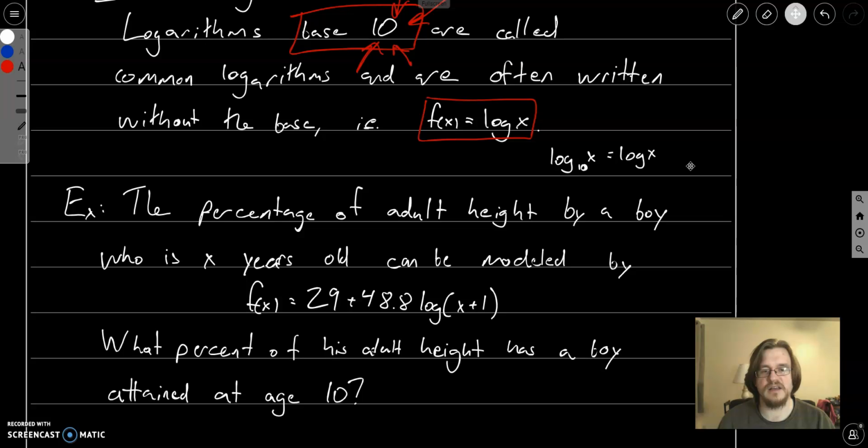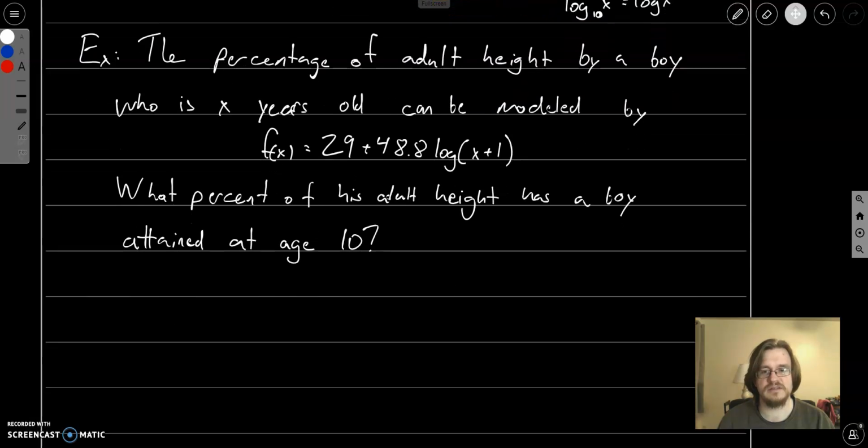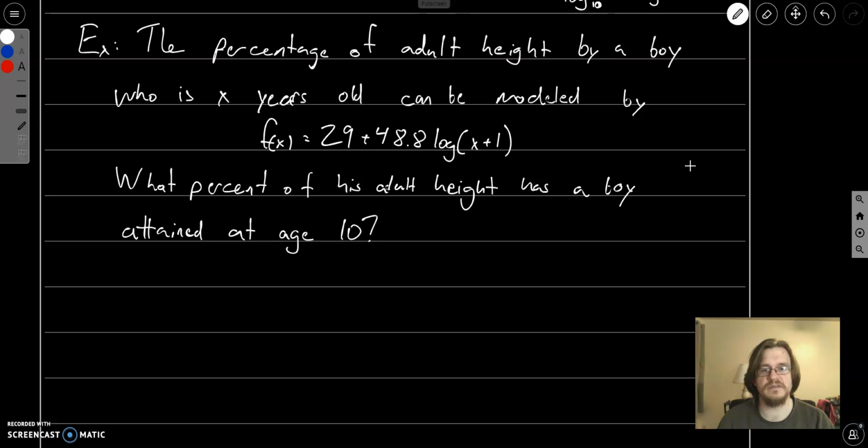So let's do a calculation with this. The percentage of the adult height of a boy who's x years old can be modeled by this function here. This is a little bit complicated, and we'll come back to that in a second. It's essentially asking what percent of his adult height has a boy attained at age 10. So when they're at age 10, are they half of the height of what they'll be when they grow up? Will they be 3/4 of the height, one fifth of the height? This is what this equation is modeling.